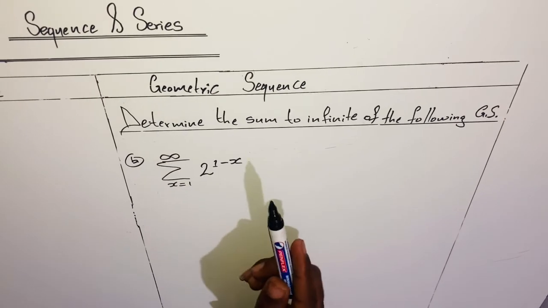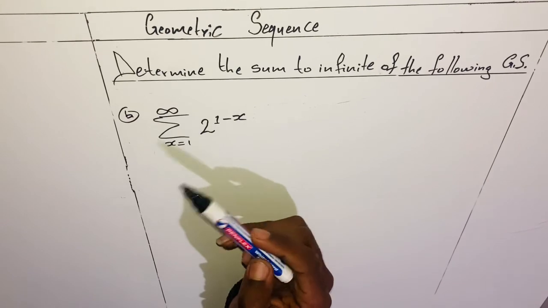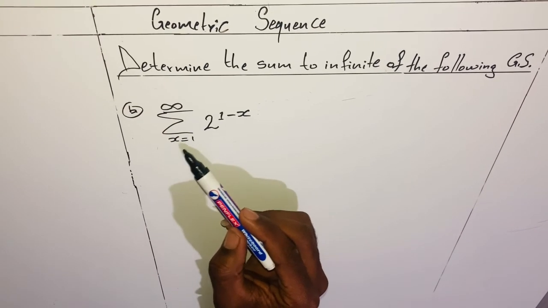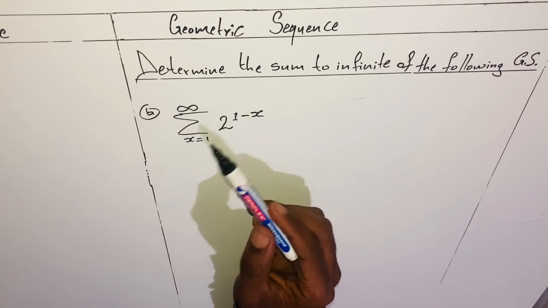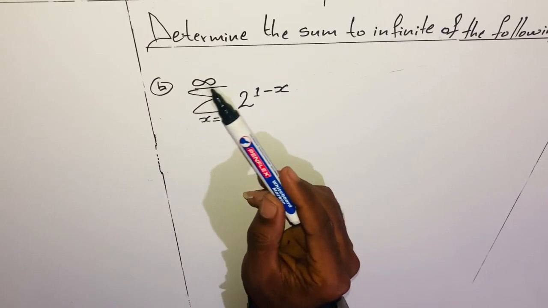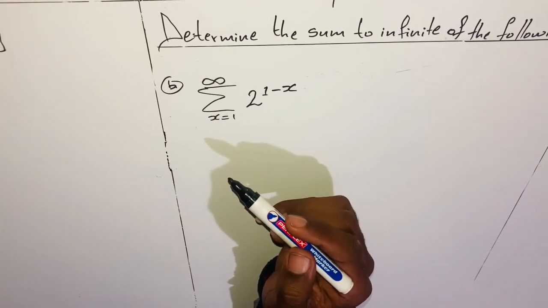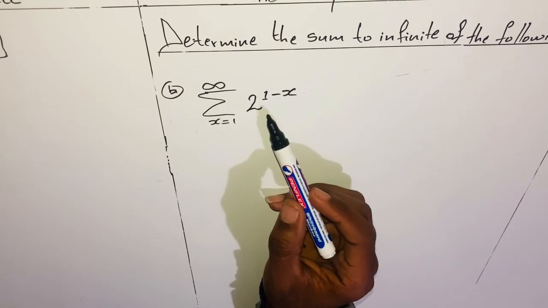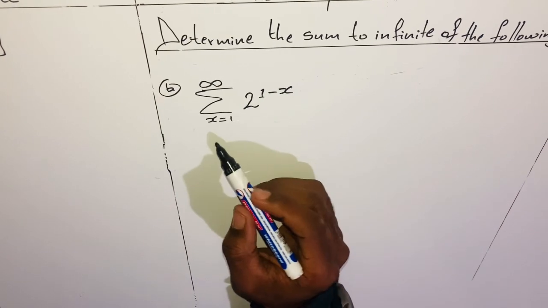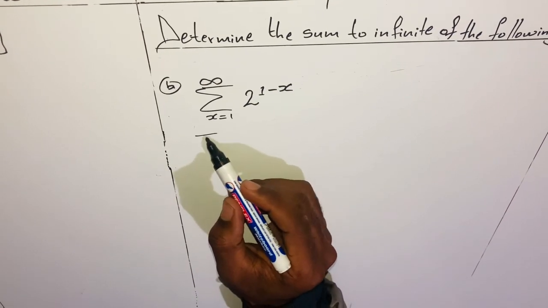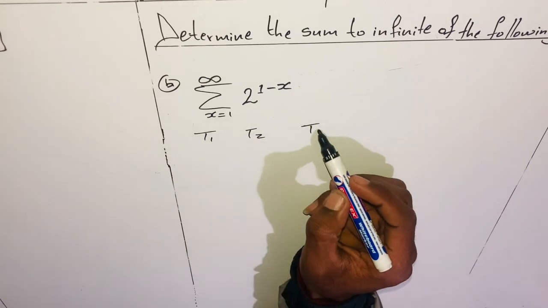Determine the sum to infinity of the following. Looking at B now, we have sigma. We start to substitute x as 1 in our Tn formula. Also now, at the top here, we are finding the sum to infinity. So, before you go on to find the sum to infinity, you first have to find the first 3 terms, your T1, T2, T3.